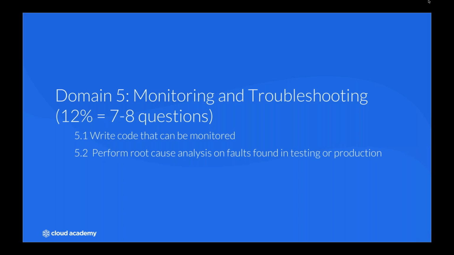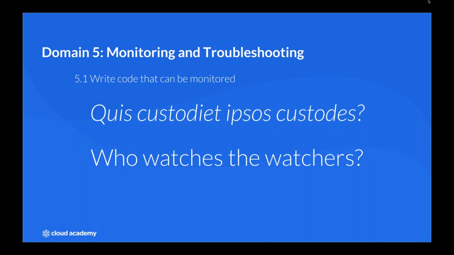Writing code that can be monitored takes us back to the very beginning of this webinar, when I was talking about, you're going to be watched. So, watching. I don't speak Latin, but quis custodiet ipsos custodes, who watches the watchers? And that should be you. But before it's you, that should be something inside AWS that can watch on your behalf.